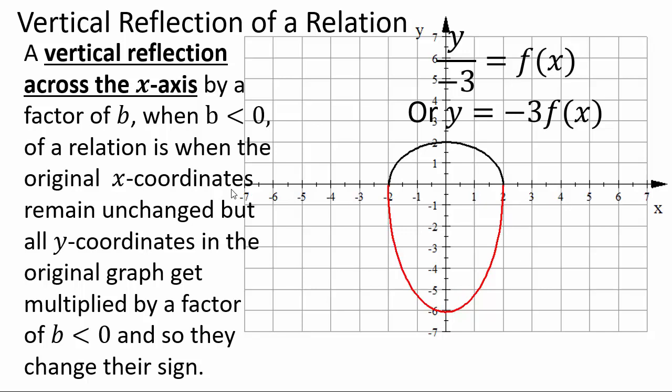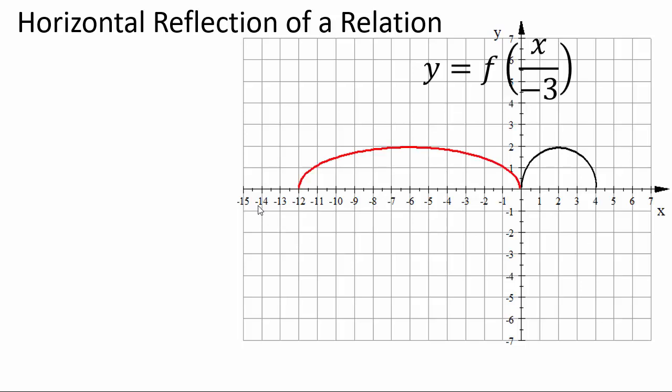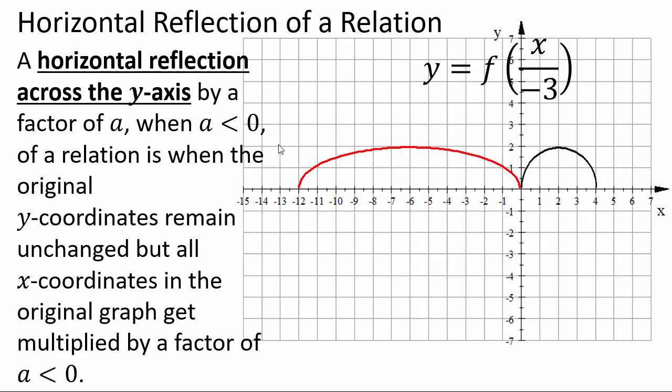So a vertical reflection happens when you multiply or divide by a negative number, and then on top of it, you will get the stretch. Similarly, what happens if this is my original graph, and I say let's divide x by negative 3? If you look, 4 is the x coordinate here, but if I have negative x over 3, then I will end up with this graph. Remember, the x over 3 causes it to stretch horizontally by a factor of 3, and the negative, if you're taking the x and making it negative, means it got reflected across the y-axis. So that's the effect of horizontal reflection by a factor of a if a is less than 0.